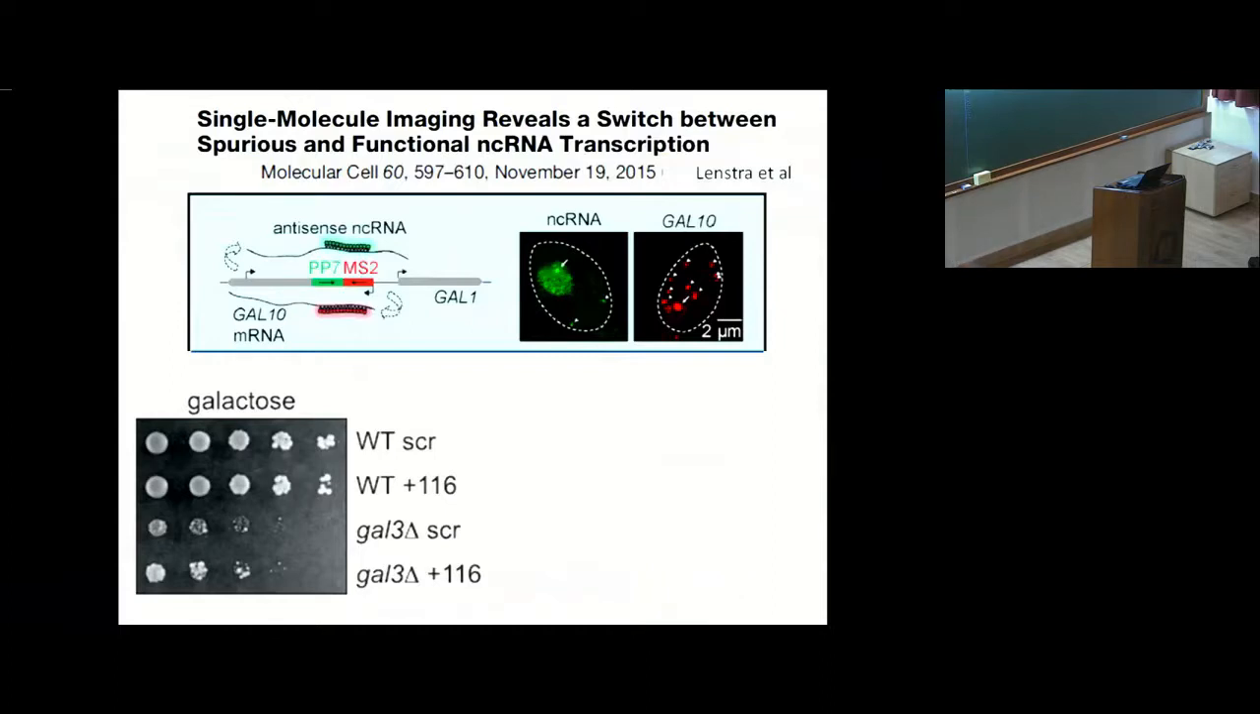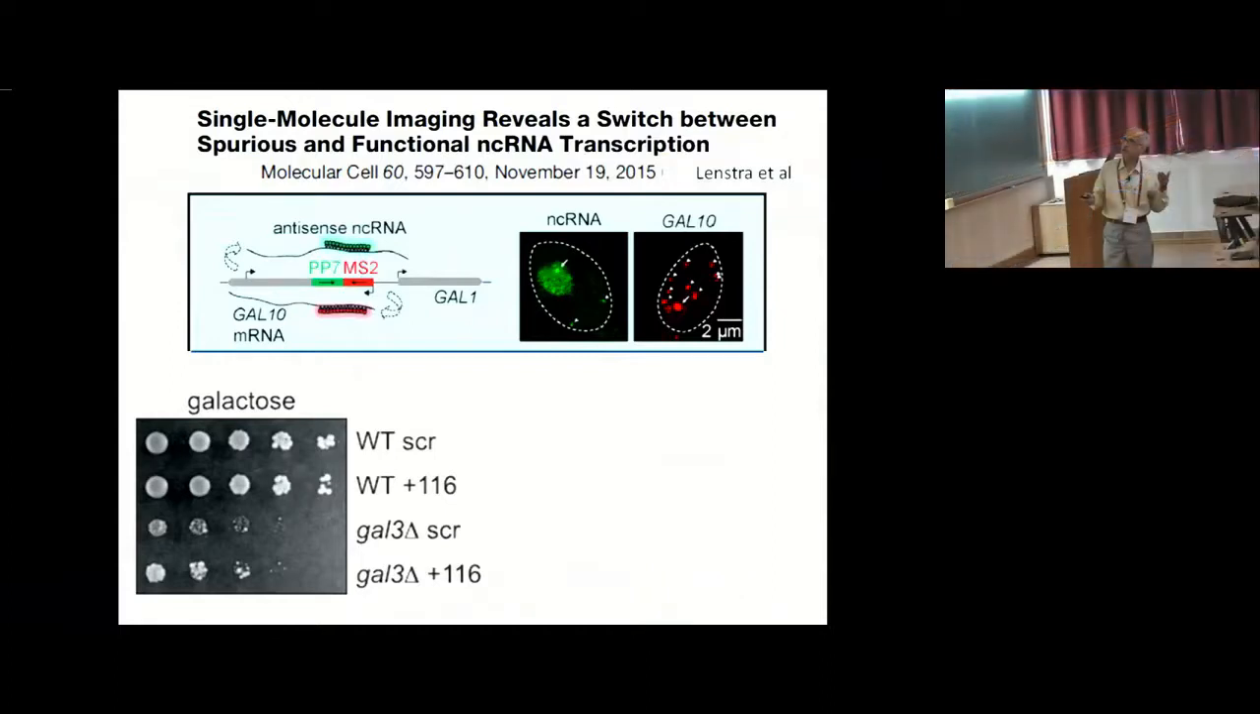See, the lower strand is the coding strand for Gal10. It goes this way, transcription. There's a promoter here on the other strand which drives the transcription of this non-coding RNA. Now this is the place where you have the divergent promoter. It drives Gal10 RNA. This drives Gal1 RNA.